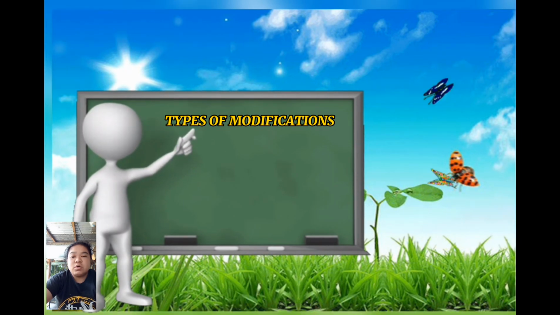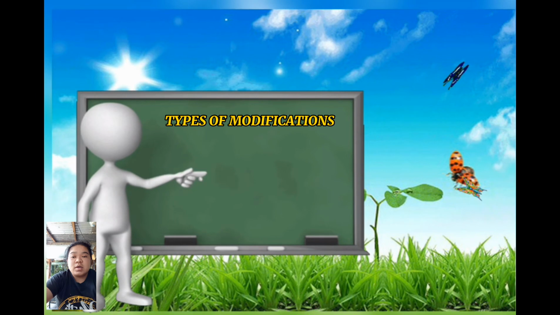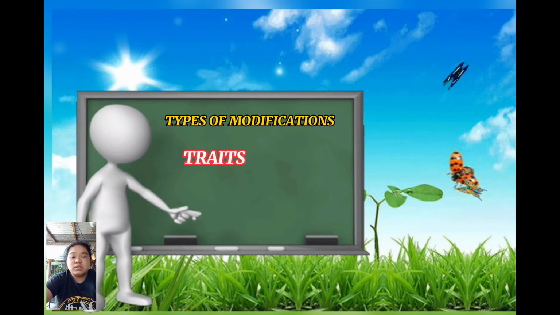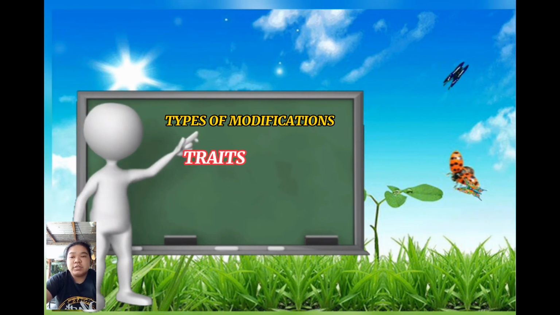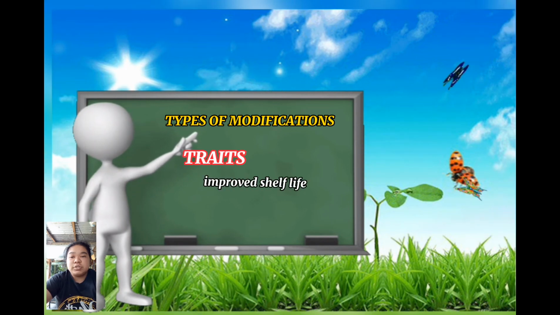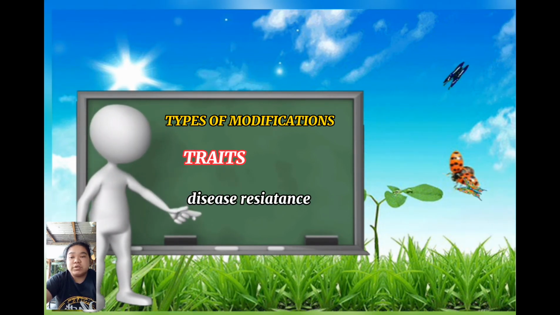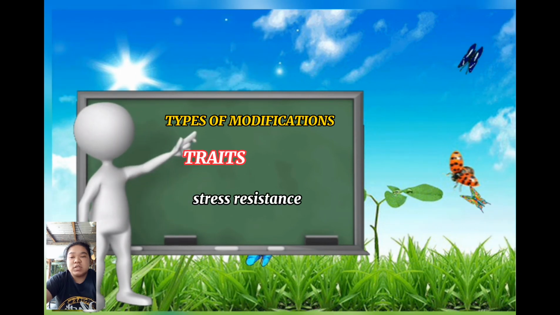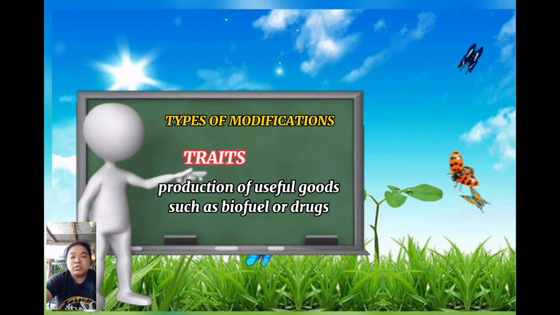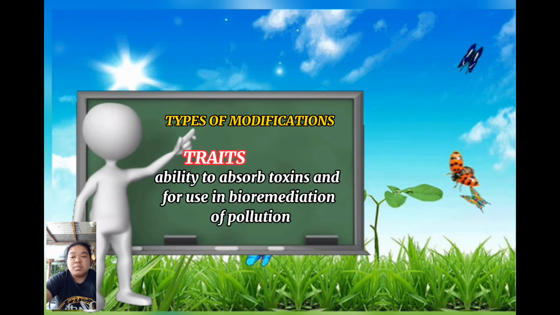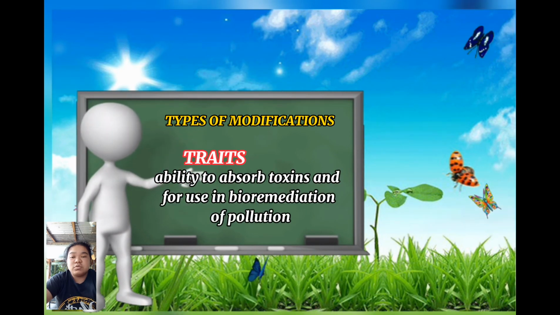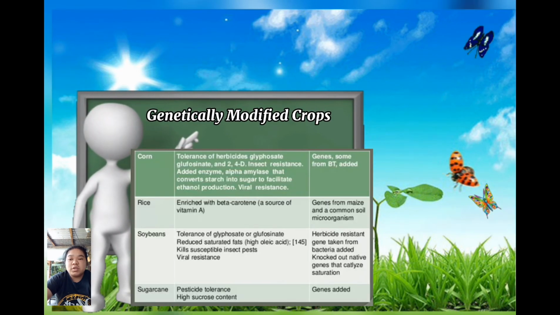GM crops grown today or under development have been modified with various traits. And here are the traits: improved shelf life, disease resistance, stress resistance, herbicide resistance, production of useful goods such as biofuel or drugs, and ability to absorb toxins for use in bioremediation.